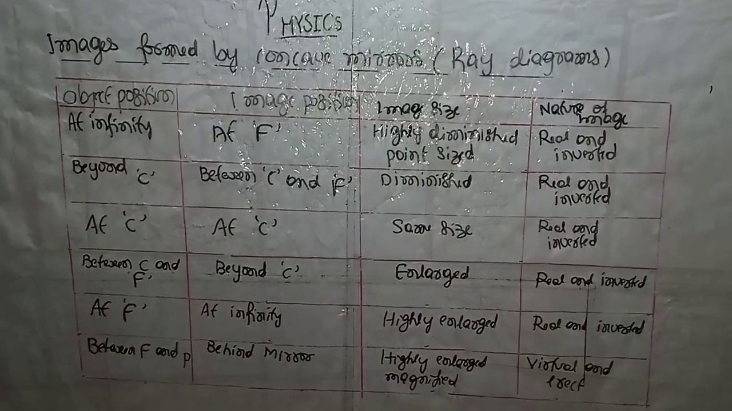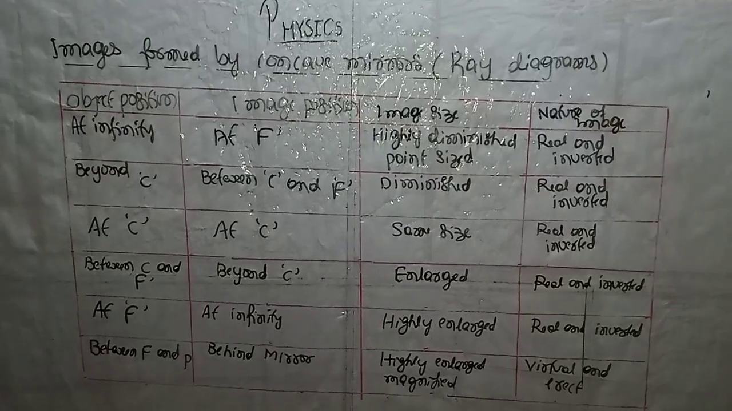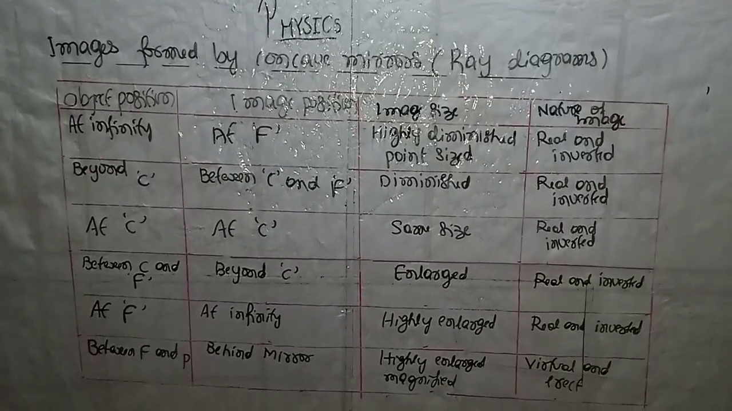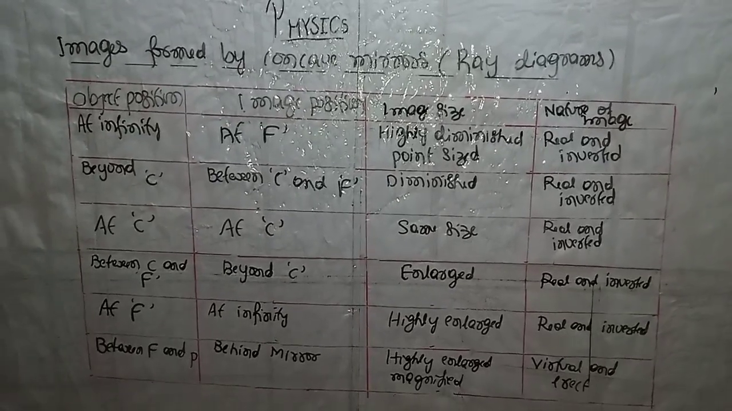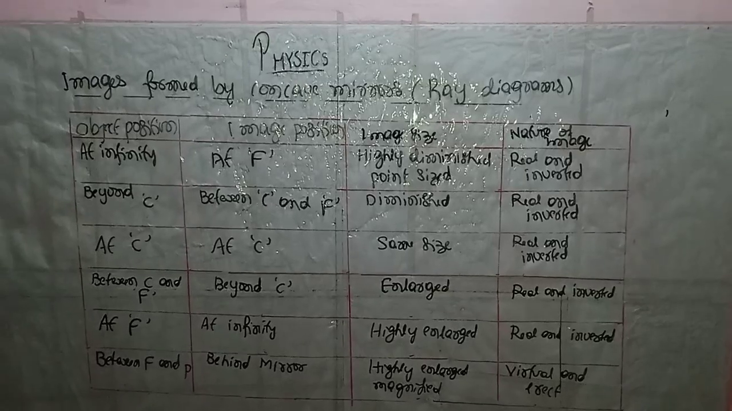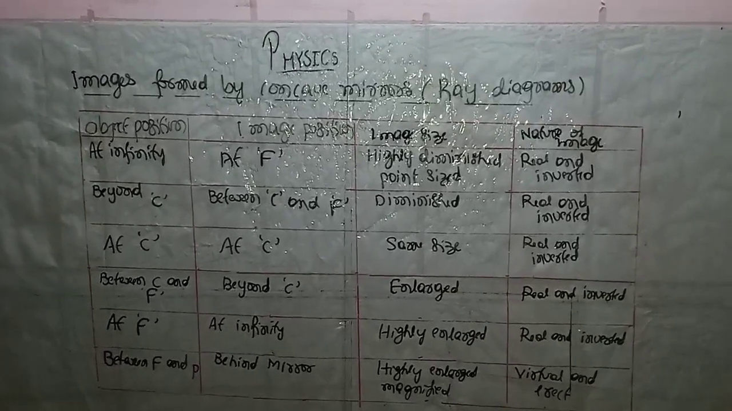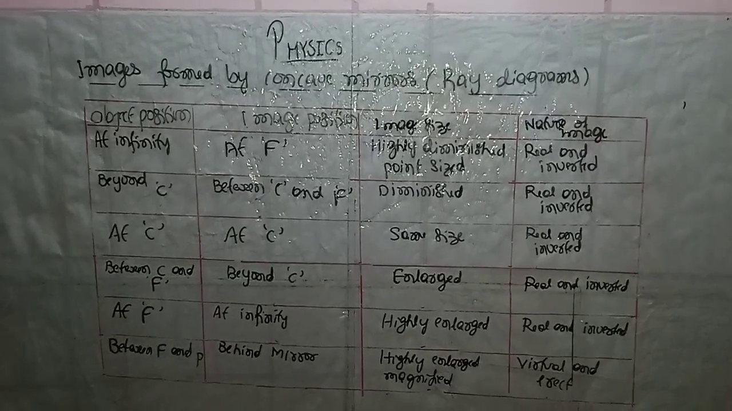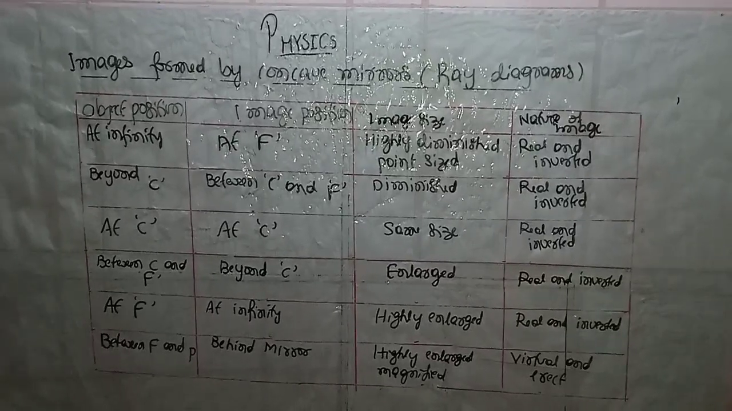We have seen in the ray diagram, when the object is kept at infinity, we can get the image at F. The nature of the image is highly diminished and point-sized, real and inverted. When the object is behind C, we can get the image between C and F. It is diminished, so the nature is real and inverted. When the object is at C, we can get the image at C only, same size, real and inverted.